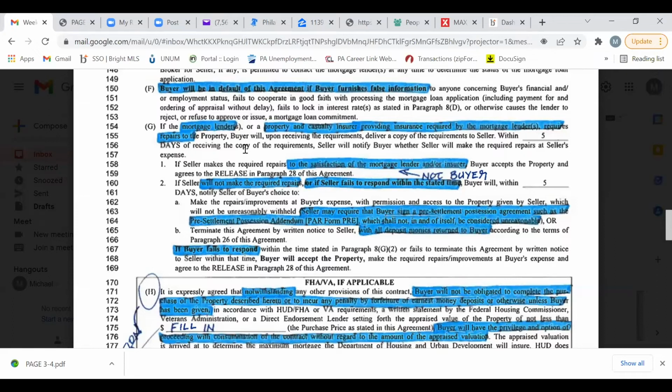Okay. So there's a lot going on in those paragraphs there, but it pretty much, as well as it could, outlines the time frames and who has to do what and when.